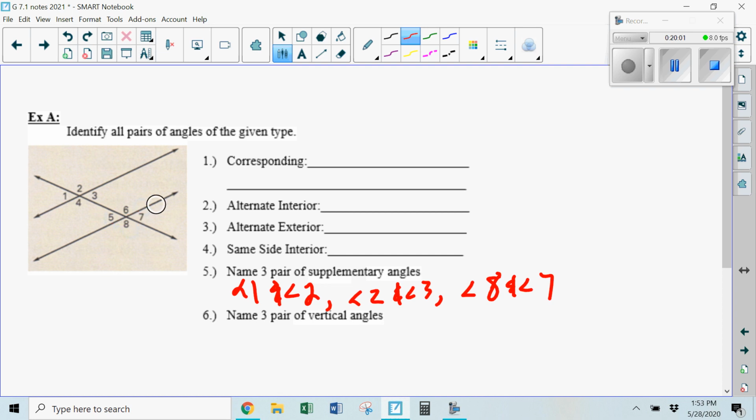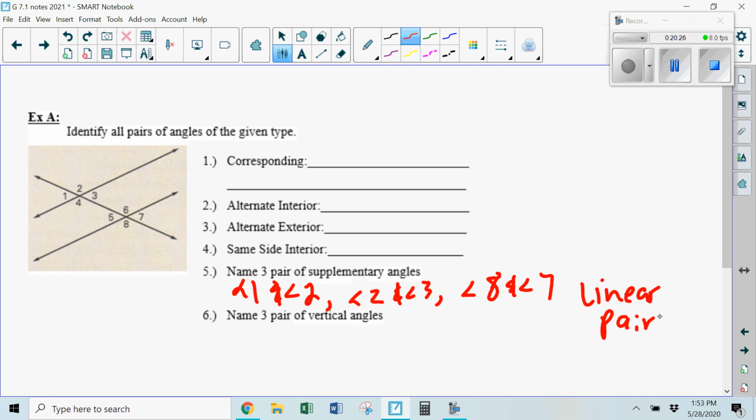Some of you might be thinking, can I go with 4 and 5? Because they're same side interior, supplementary. Well, only if we know these lines are parallel. They look parallel, but it hasn't been stated that they are. So we're not too sure. So I would go with the ones we know for sure, which are these linear pairs.